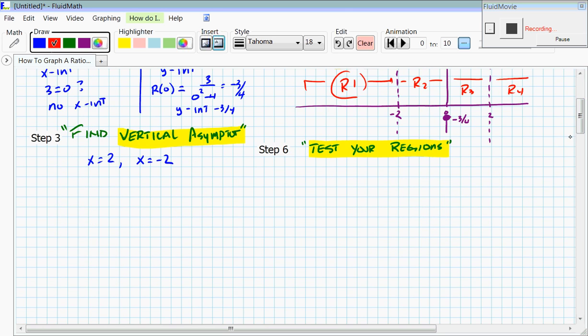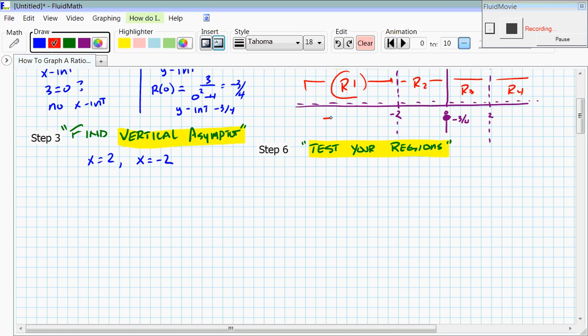Yeah? Okay, so what I need to do is I need to take a test point in each region to figure out what's going on. Oh, by the way, I also know the horizontal axis is a horizontal asymptote, right? So what I need you to do is take test points in this region, okay? So what's a test point in region 1 that I could use? Because my graph is either above the x-axis and going up like that, or it's below and going down like that, and all I need to do is take a test point.